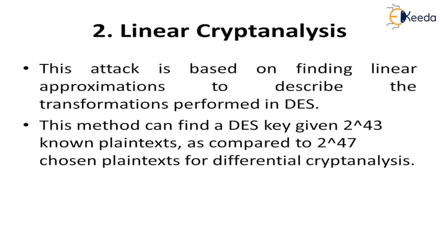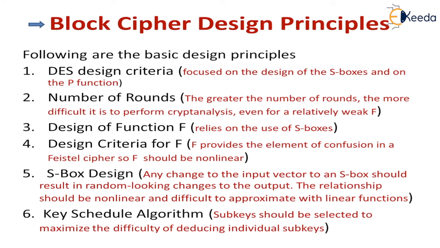This attack is based on finding linear approximations to describe the transformation performed in DES. This method can find the DES key given 2 raised to 43 known plaintexts, compared to 2 raised to 47 chosen plaintexts for differential cryptanalysis. So it is very clear about these cryptanalysis methods.